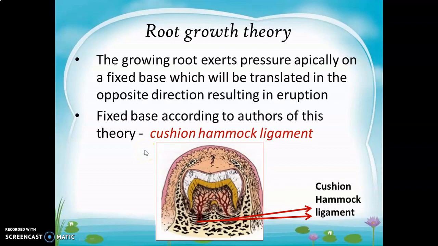The third theory of eruption is root growth theory. According to this theory, growing root exerts pressure apically on a fixed base, which can be translated in the opposite direction, resulting in eruption of tooth. And according to the authors of this theory, the fixed base is something known as cushion hammock ligament.